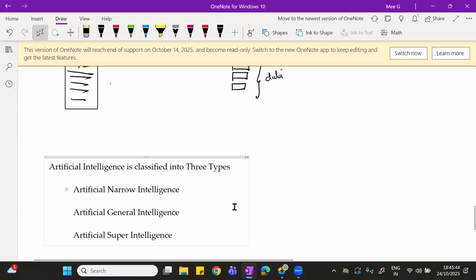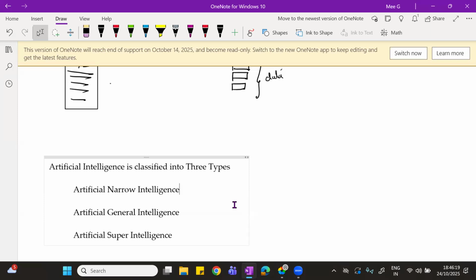Now, artificial narrow intelligence is nothing but the initial phase. If you see a 2-year or 1.5-year-old kid, when he starts walking, he will take baby steps. He will get up, try to walk, fall down, get up, walk, fall down. This is where we currently are in AI. We are in the initial phase.